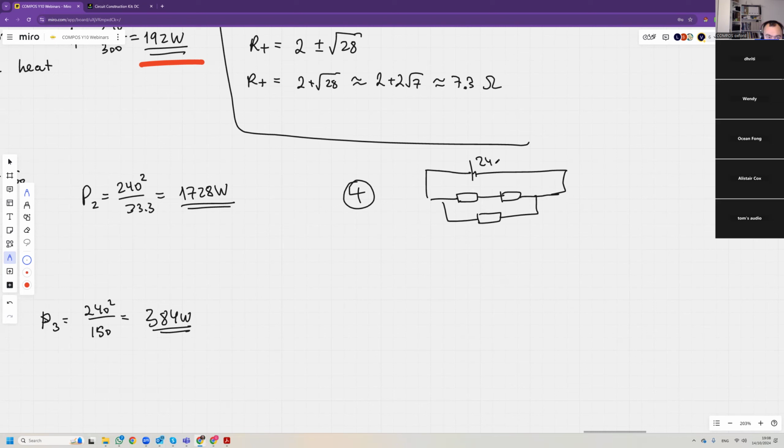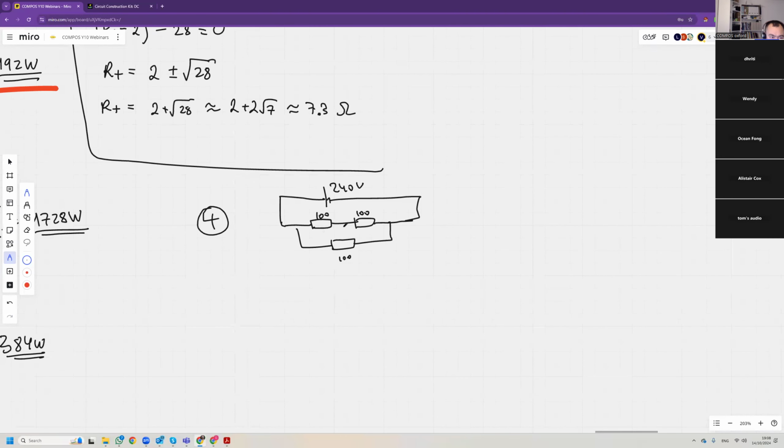Like this. 240 volts. This is 100, 100, and 100. So 100 and 100, that's 200. So that's 200 in total, 200 and 100. So for R4, 1 over R4 is 1 over 100 plus 1 over 200, which is 3 over 200. So R4 is 200 divided by 3, which is 66.7 ohms.